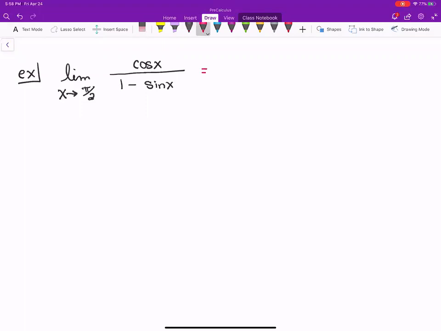Okay, so upon initial investigation, cosine pi over 2 is 0. Sine pi over 2 is 1, 0 over 0. Again, usually that means that the limit exists. Not always, but usually. But hopefully you've already come to some kind of a scenario where you're questioning this one, and I hope that that is something you are questioning.